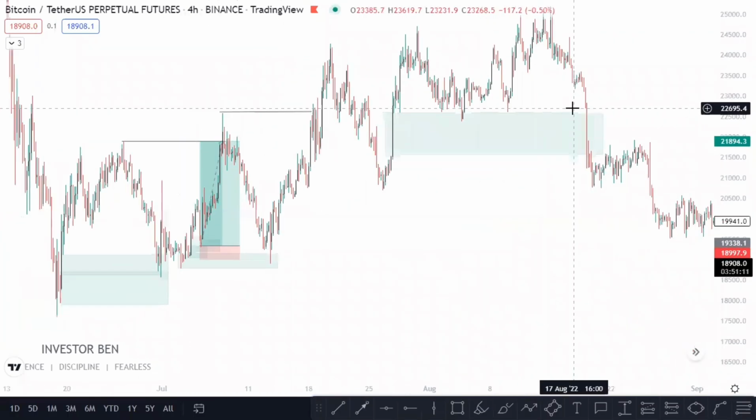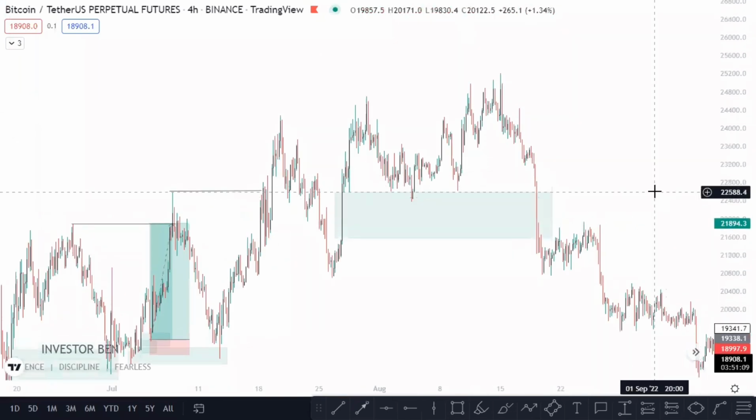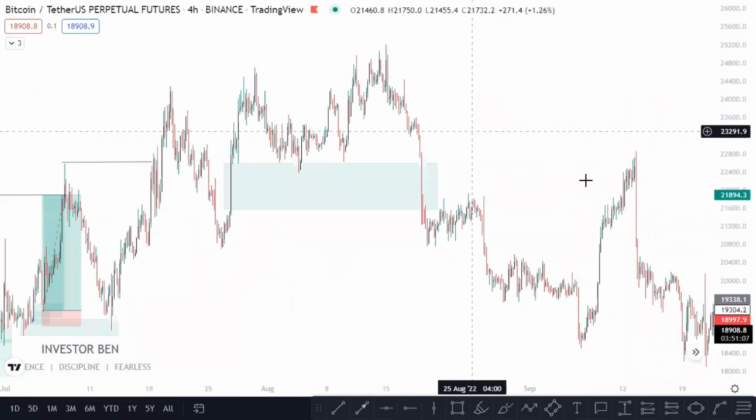This session will be ending in the next 10 minutes. I have some setups to talk about on Monero.